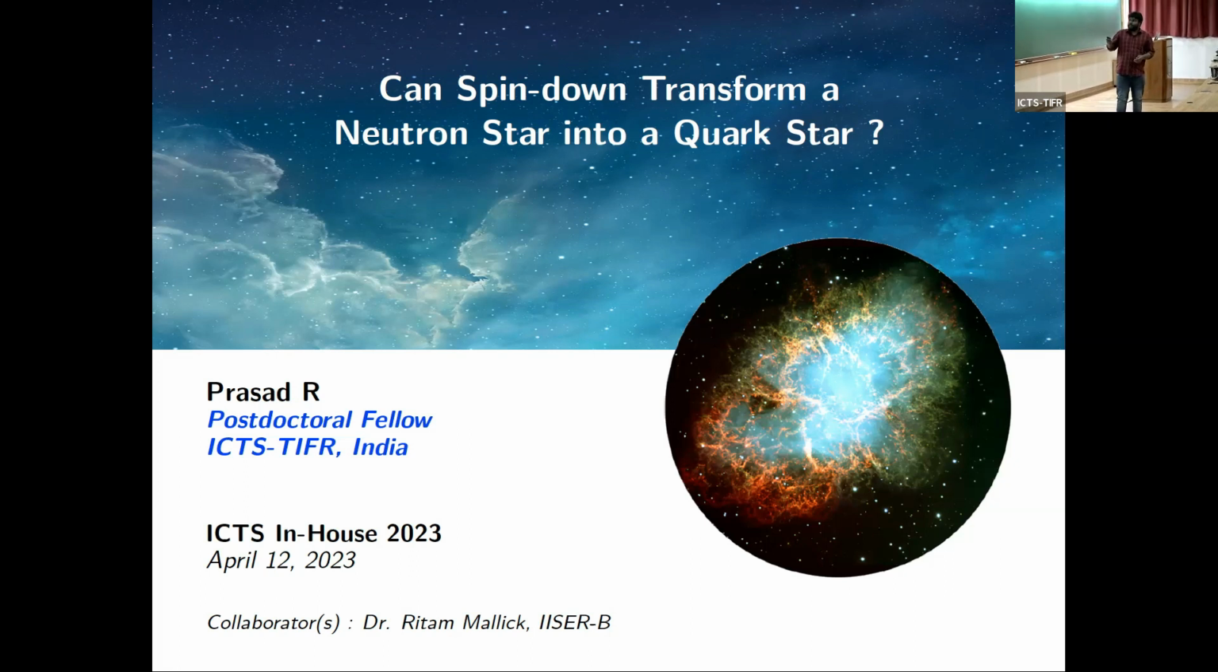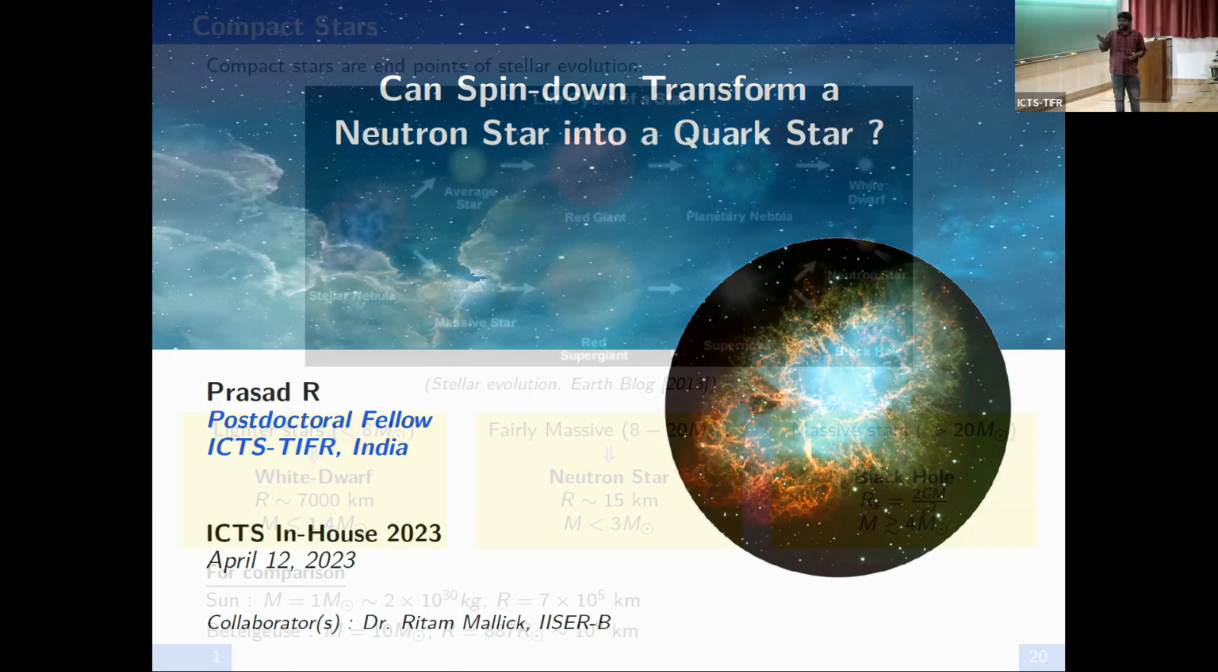And I'll talk on what can make a neutron star get converted into a quark star. And if a neutron star becomes a quark star, what can be the observational signatures?